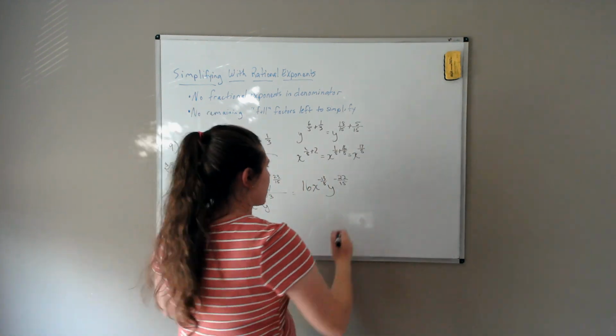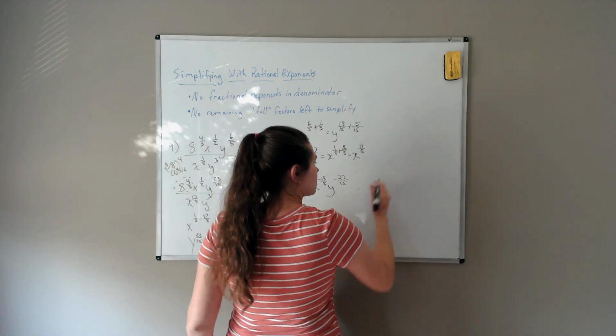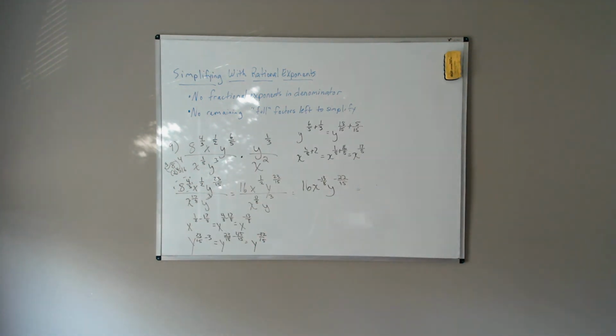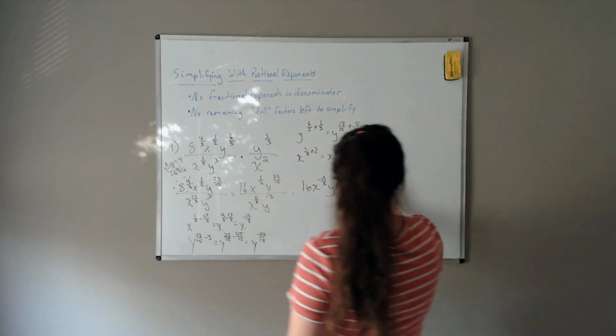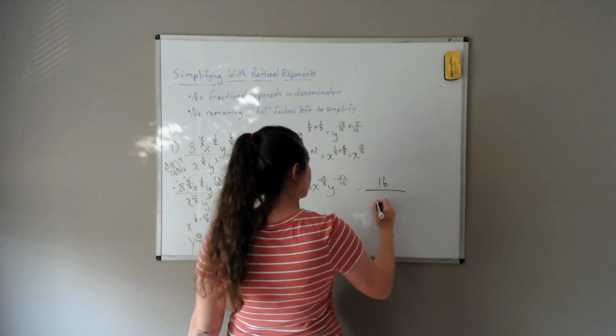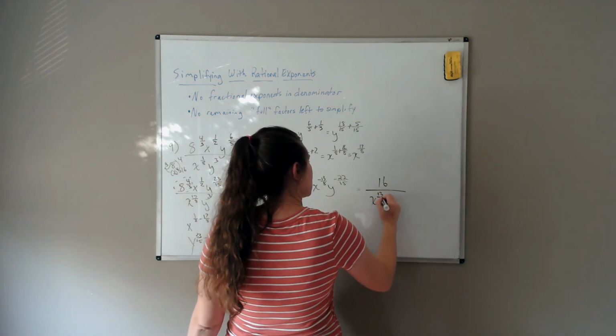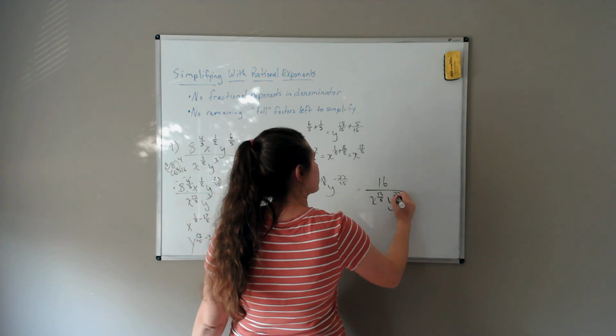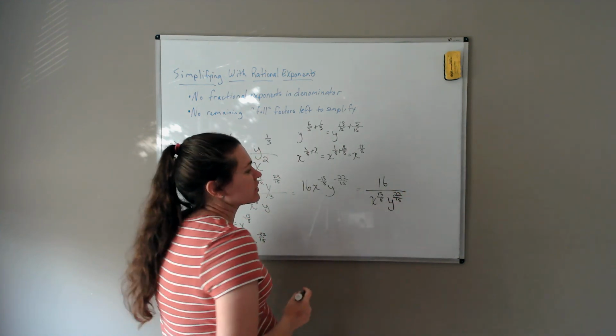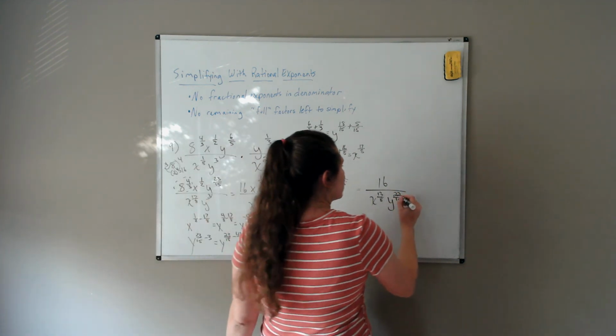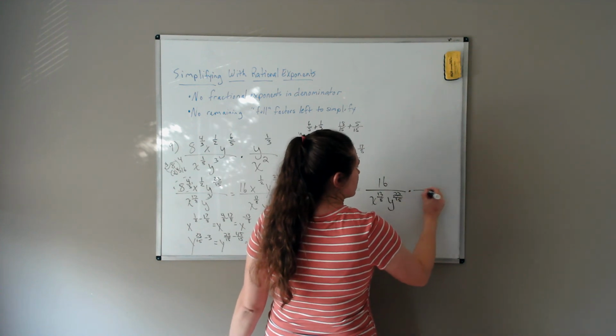So that's going to give us, well, this pen is now not working either. Let's move to a new marker here. That's going to give us 16 over x to the 13/8, y to the 22/15. Can you have fractional exponents in the denominator? No. So what we have to do now is just rationalize our denominator.